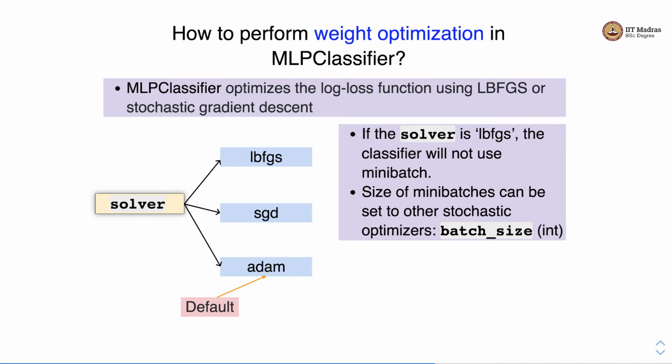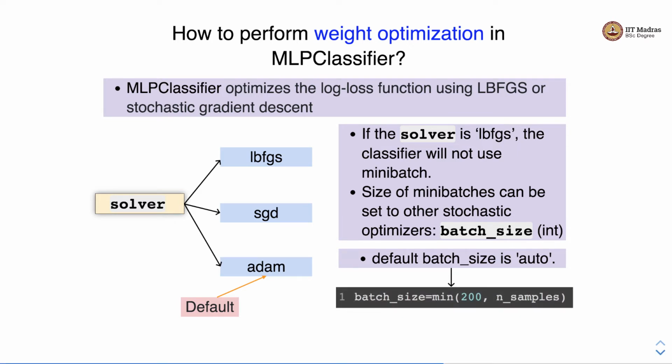If solver is LBFGS, the classifier will not use mini batch. The size of mini batch for other stochastic optimizers can be set by using a parameter batch_size, and it should take an integer value. The default batch size is auto and it is set to minimum of 200, comma, number of samples. So it is the minimum of these two numbers that is set as the batch size.